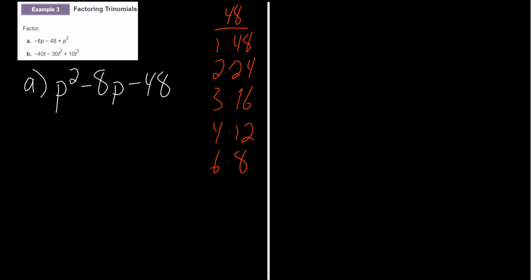Okay, so when I add or subtract these together, which ones will give me a negative 8, rather? Well, looking at all of them, only one of them will give me a negative 8, and that is a positive 12 and a negative 4. So therefore I can write this as p, and that's a positive 12 and a negative 4. Sorry, negative 12. I know many of you are thinking it.